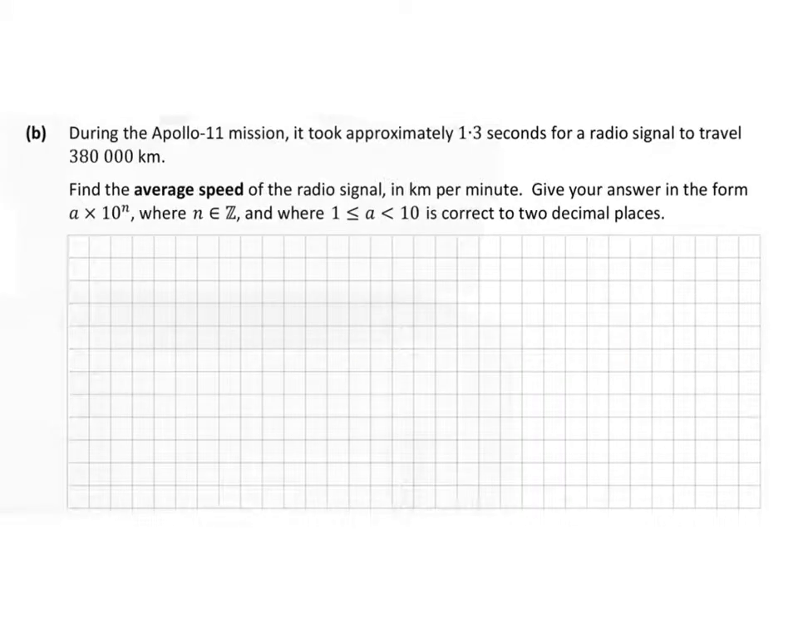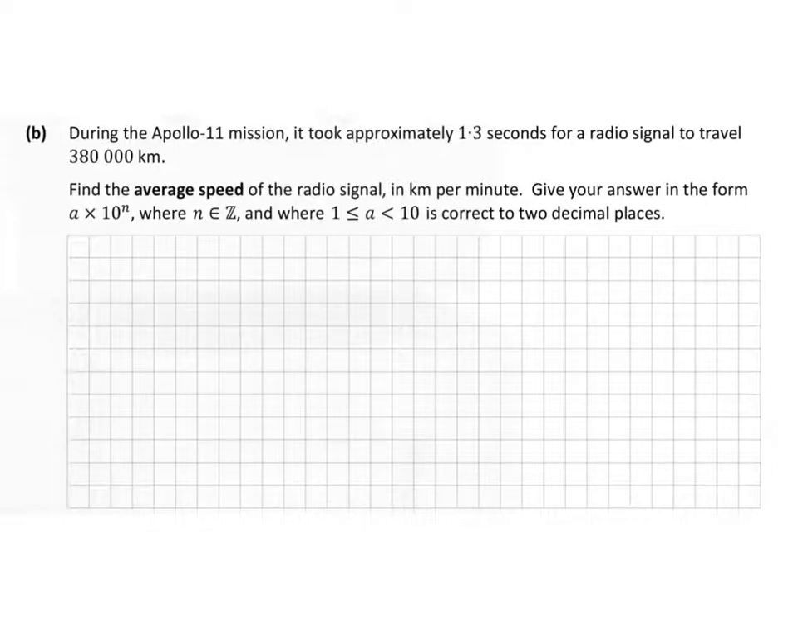Okay, so the next question. During the Apollo 11 mission, it took approximately 1.3 seconds for a radio signal to travel 380,000 kilometers. We want to find the average speed of the radio signal in kilometers per minute. Give your answer in the form a by 10 to the n, where again n is an integer and a is between 1 and 10.